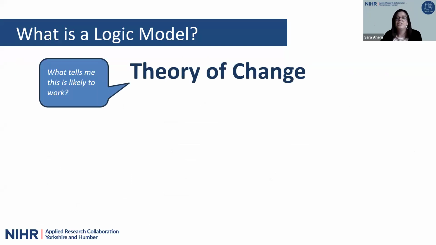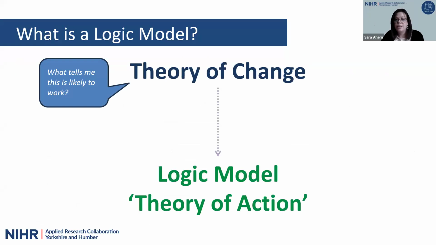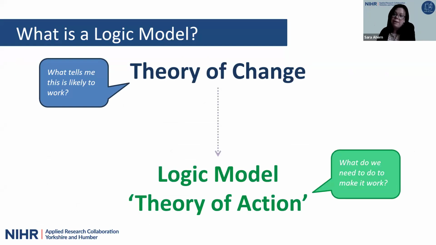So theory of change, I like to say, is what tells me this is likely to work, and a logic model, or what we sometimes call a theory of action, is actually what we need to do to make it work. So the two things are very much related, but have two separate functions.